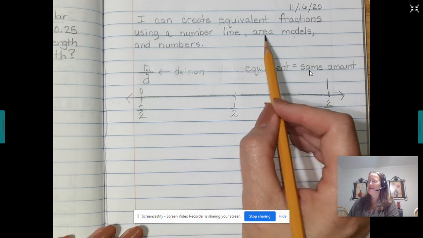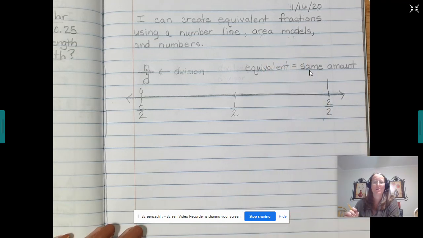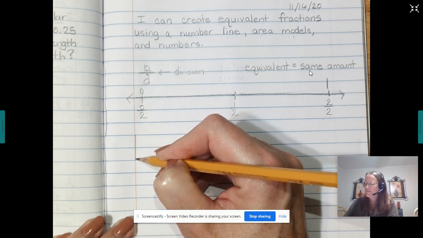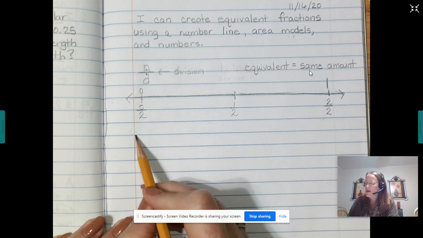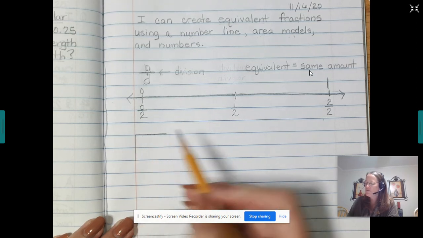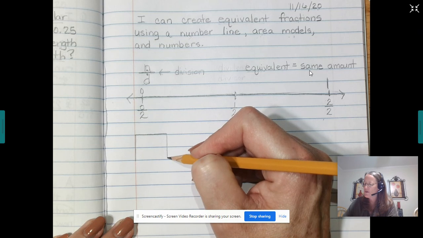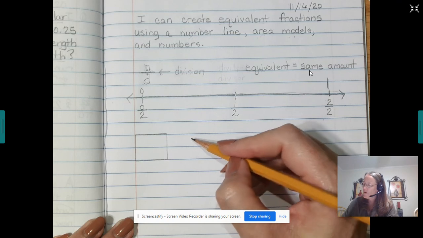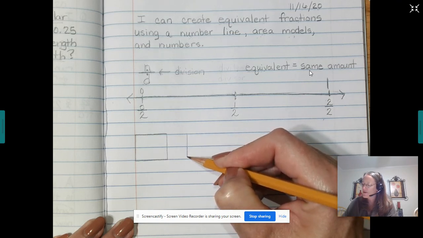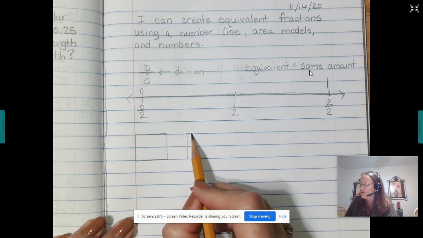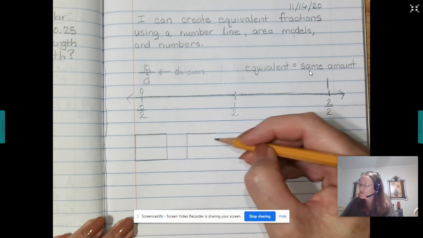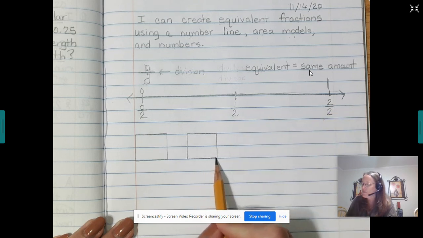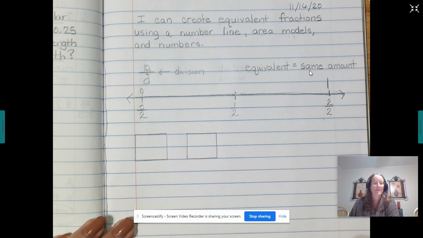Let's look at some area models or some fraction models. What I want you to do is very neatly take up 2 lines, and we're going to draw as close to a square as we can. We're going to draw 2 squares that are identical. We're going to get as close to the same size squares that we can. Remember, you can pause the video and do this, okay?